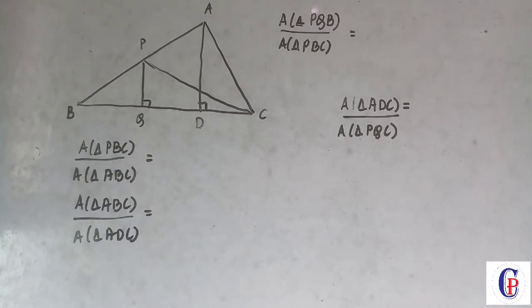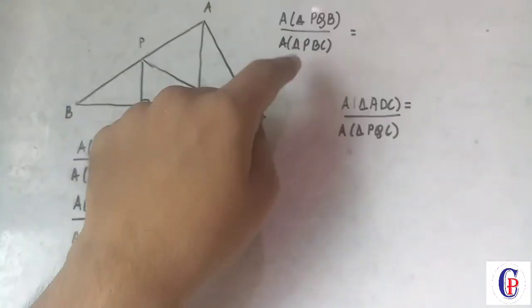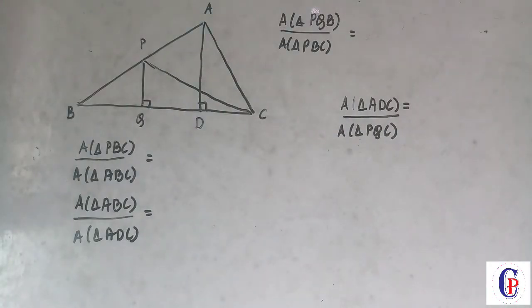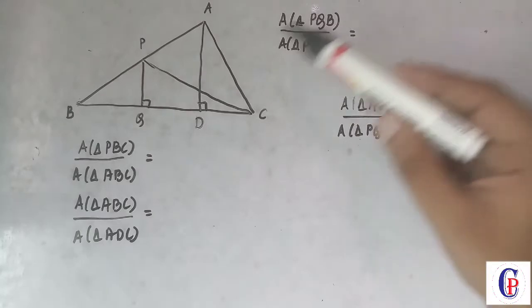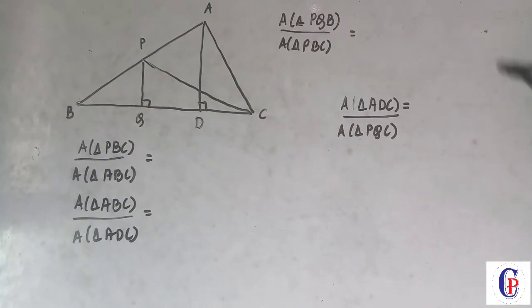So we have one more question. It is directly visible to us that they are asking the ratio of the areas of two triangles. Now we will easily, within 2 minutes, find the answers of all these questions.